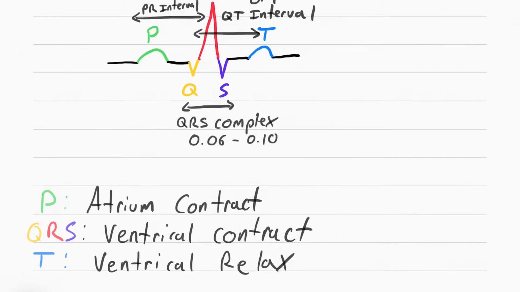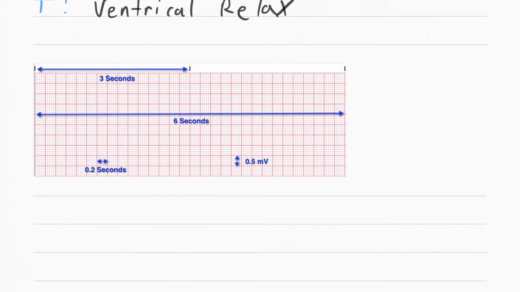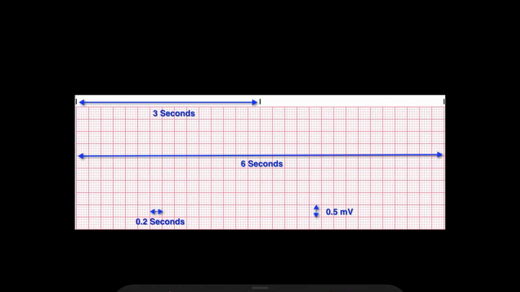You should also know that the signal is actually drawn on an ECG strip. When we take a look at this ECG strip, we see that the top left has a little line. From that top left line to the middle is 3 seconds. From the middle all the way to the right is another 3 seconds, for the total of this ECG strip to be 6 seconds long.